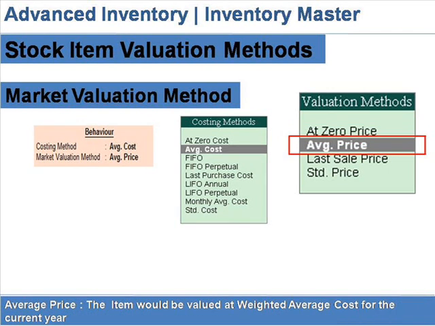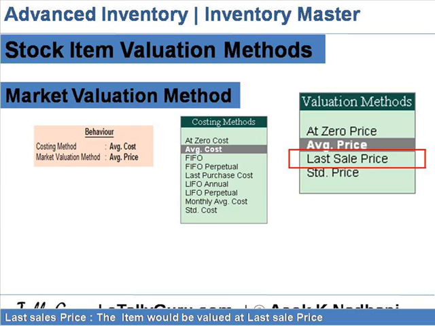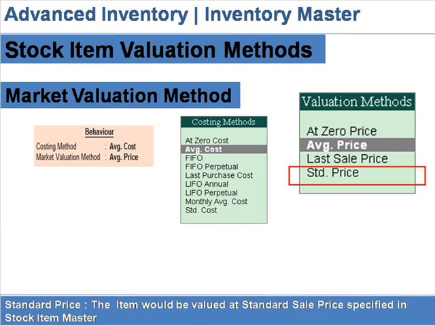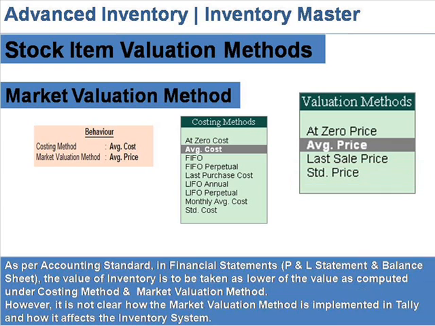Average price, the item would be valued at weighted average cost for the current year. Last sales price, the item would be valued at last sale price. Standard price, the item would be valued at standard sale price specified in the stock item master.